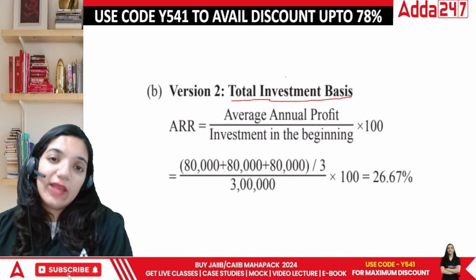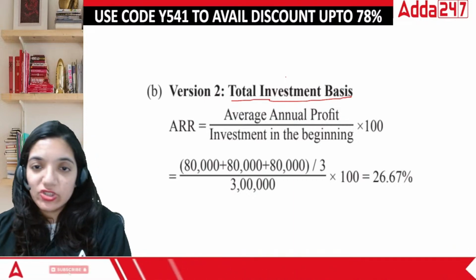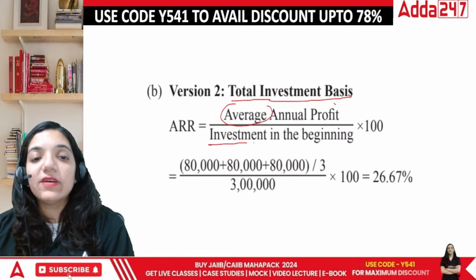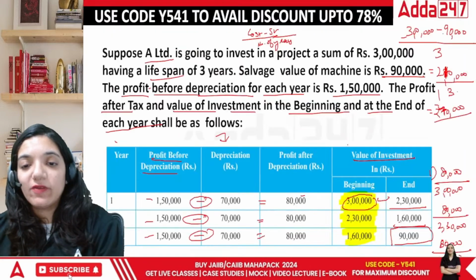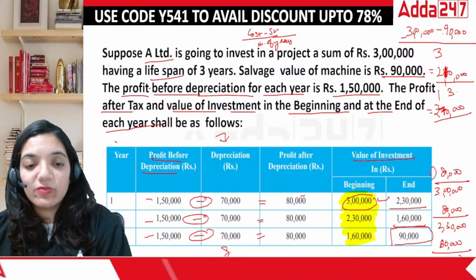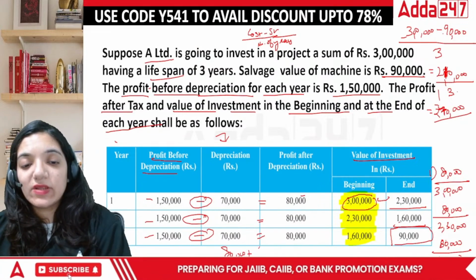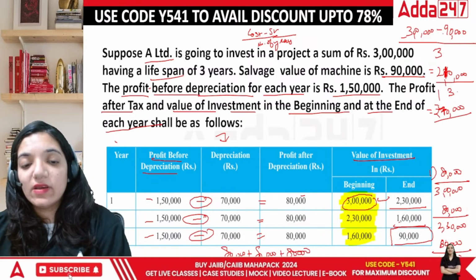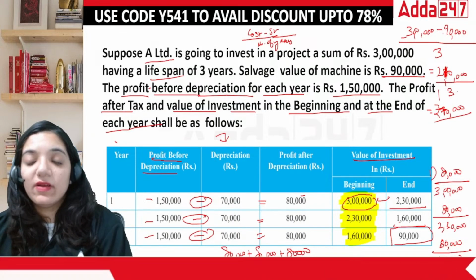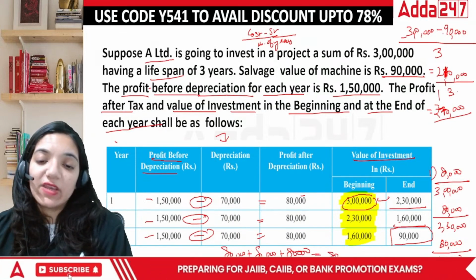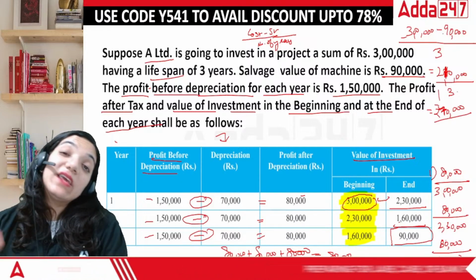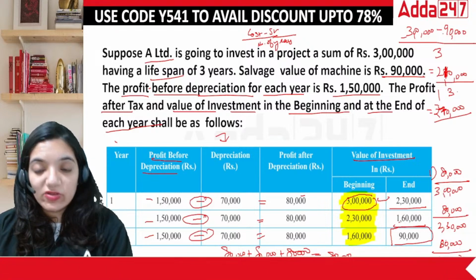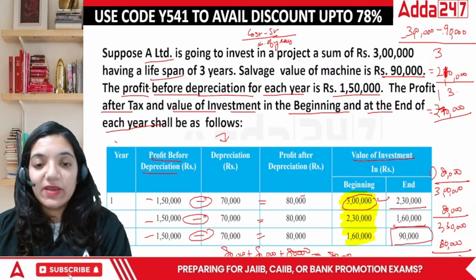profit, and total profit converted into average, and then divided: average annual profit divided by only the investment in the beginning. How do we find the average, everyone? It is going to be 80 plus 80 plus 80 divided by 3. That means my average profit is 80,000, divided by the initial investment that you have made, that is of 3 lakh rupees.